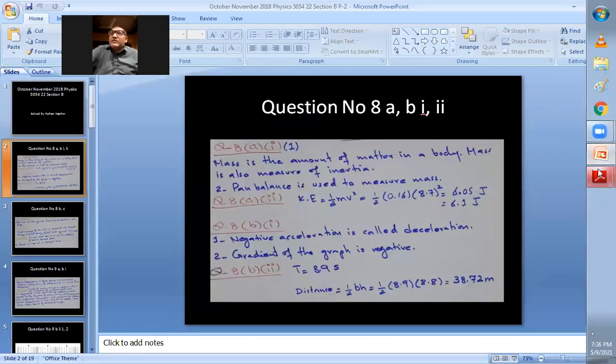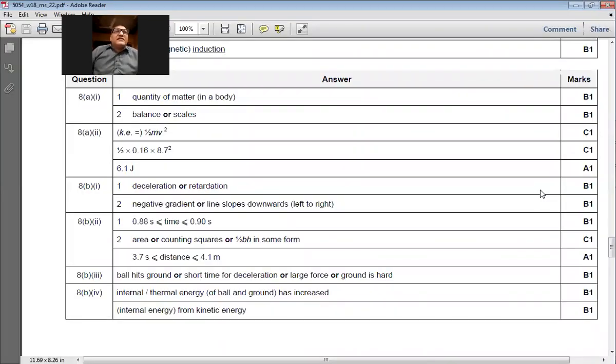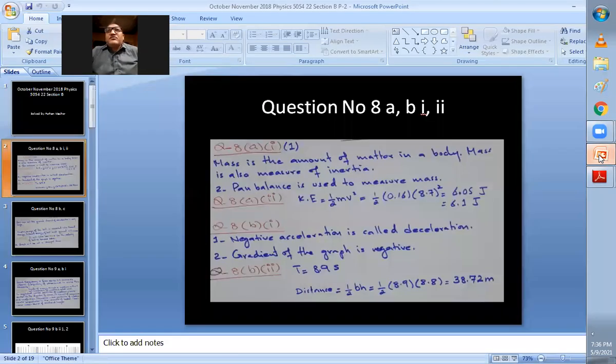So let's check what the marking scheme has to say. Here we have the marking scheme. It says that deceleration will turn a negative gradient, or the line goes downward left to right, or 0.88 seconds to 0.90 seconds. That's the range of the answer. Our answer is in this range. And area of the counting squares, 1/2 base into height in some form, and the answer will be from 3.7 to 4.1 meter. So let me check what our answer is, the answer which we gave.